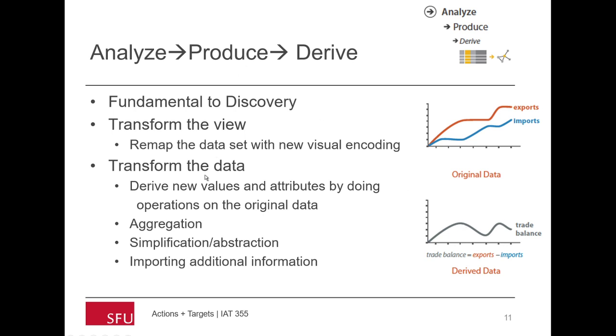So the idea is to transform the data and derive new attributes and values by doing operations on the original data. And you often see that also in the act of aggregation, simplification, or abstraction. That often comes up. You might have, for example, a whole bunch of business sectors in this data up above for imports and exports, and the simplification and abstraction is simply the sum of all exports and the sum of all imports. The other thing that can sometimes happen in this abstract task is the importing of additional information to derive something new and understand more deeply what is going on in the data set you have.